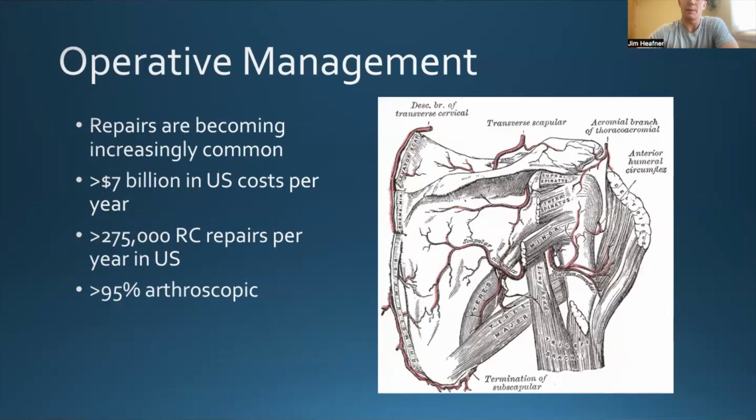When we talk about operative management, we're seeing repairs becoming increasingly common, and this has a huge economic cost on the world and in the United States. Now more than 95% of these are arthroscopic. Before, there used to be full open procedures, which were much bigger and longer. They used to cut through more muscles. Fortunately, now everything is done arthroscopically, so small incision holes with minimal other tissue damage.